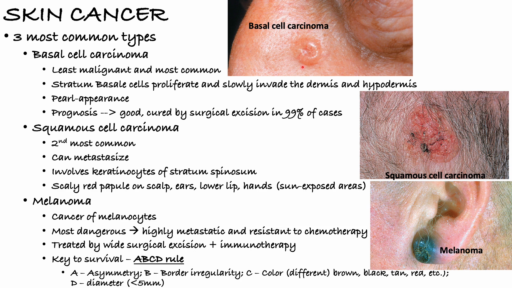And what's really causing this is the stratum basale. If you remember in the integumentary system video, that is the bottom layer of the epidermis, the first layer of the epidermis, and that's where proliferation happens, mitosis happens, and this will slowly invade the dermis and the hypodermis. So it's going deeper down. You're looking at this and it's like, okay, it's not getting bigger. It's just there, but it's going deeper. It's not going to spread wider. It's going to go deeper into the skin.